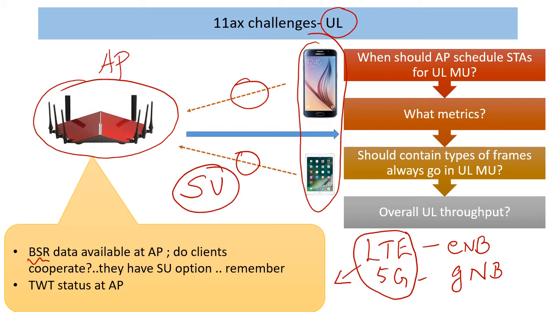So there is an open question now as to when should the AP do this allocation for stations on the uplink. What are the optimum conditions? Because we really don't have an up-to-date idea of what might be pending at the stations. Should there be some type of frames which might go in uplink MU? Is there any way of optimizing uplink throughput? These are very difficult questions to answer in Wi-Fi because of the uncertainty over whether we know the exact status, because remember clients have the SU option. What do I mean by these clients have the SU option?